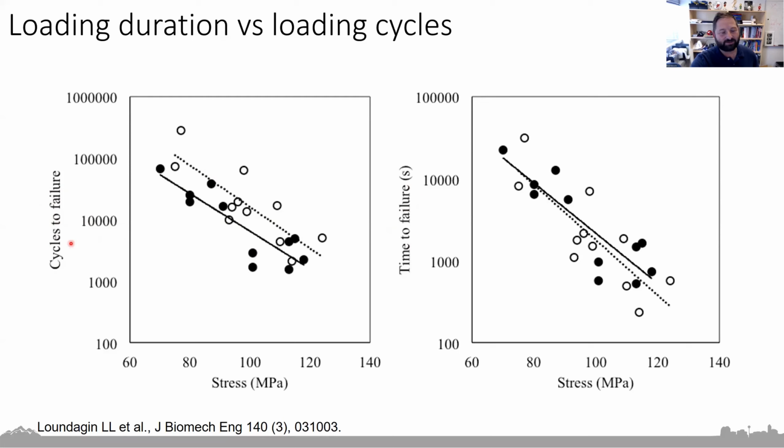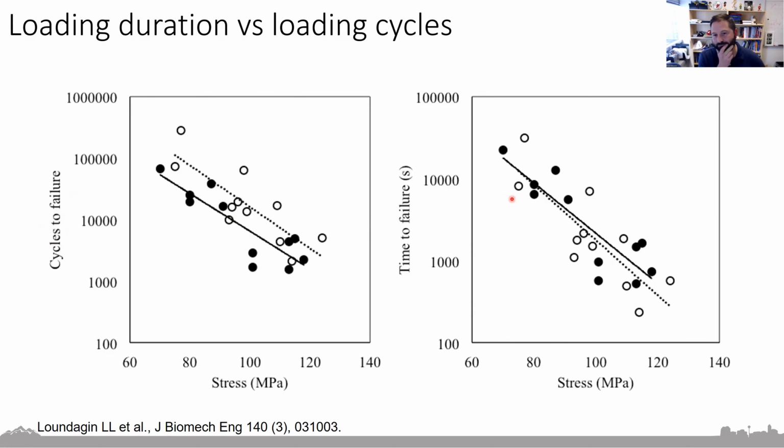So forget the frequency here; use the frequency and the fatigue life to determine how much time the sample was under load. Okay, 2 cycles at 2 hertz is the exact same as 1 cycle at 1 hertz. So if it's the duration that the sample experiences under load that's guiding damage and fatigue failure, then the two lines should lie right on top of each other, and they in fact do. And so it's not necessarily the loading rate per se, it's the duration that the material spends under load.